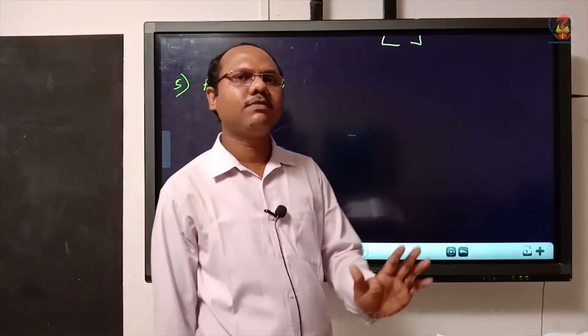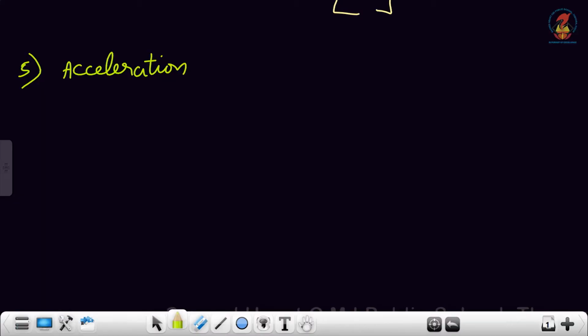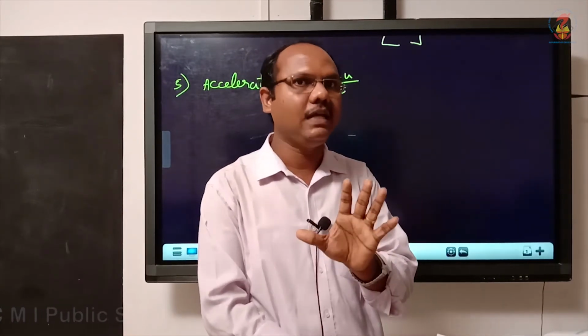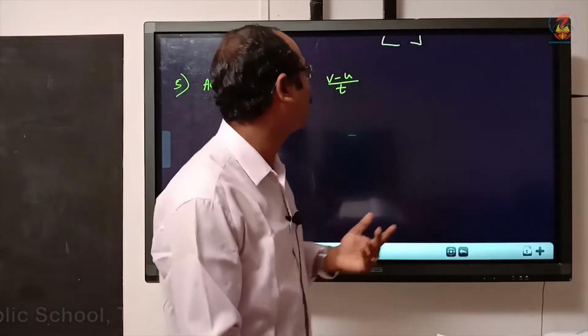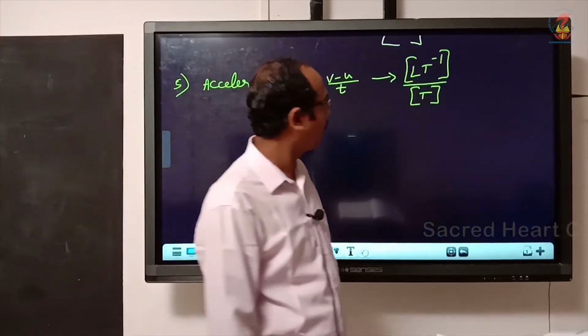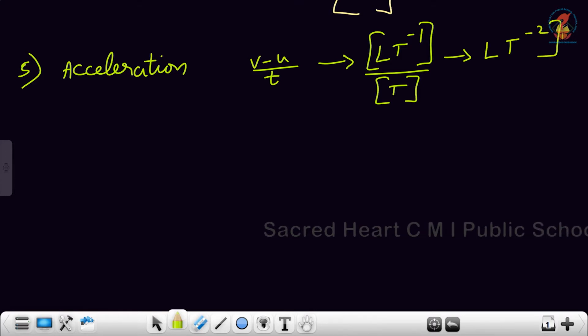Acceleration. What is the formula for acceleration? Velocity by time, right? So v minus u by t. This is the equation for acceleration, change in velocity by time. Change in velocity means it is a velocity. So we can write the dimension of velocity, that is L T minus 1. And in the denominator again time is there, and this time will go up. Therefore, what will you get? L T minus 2.